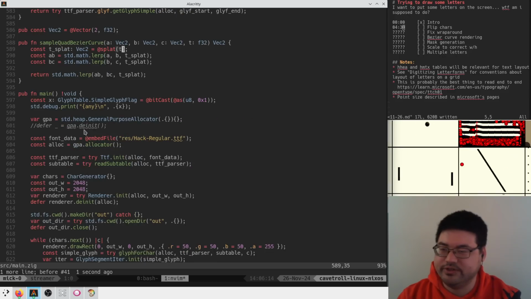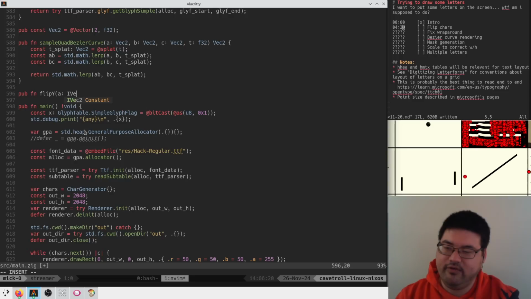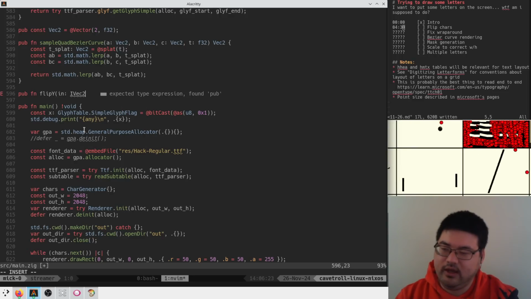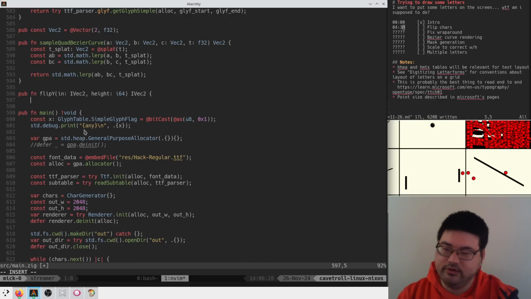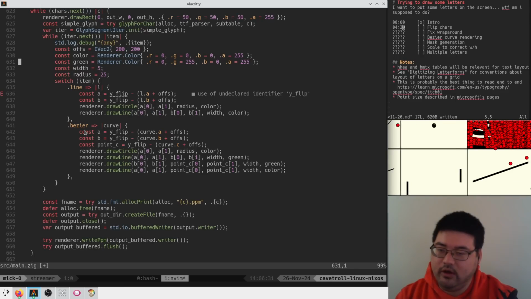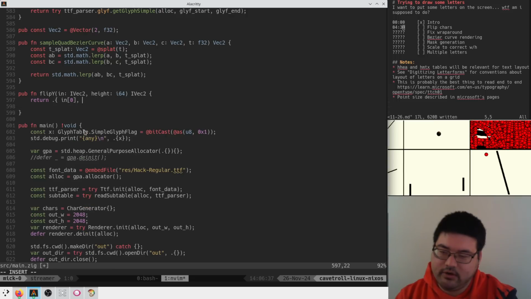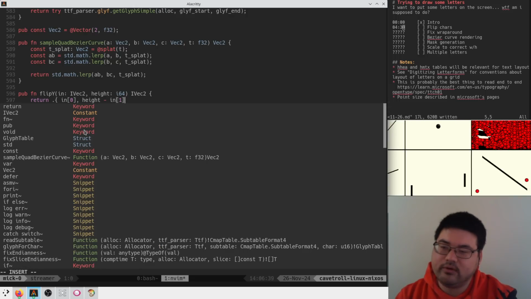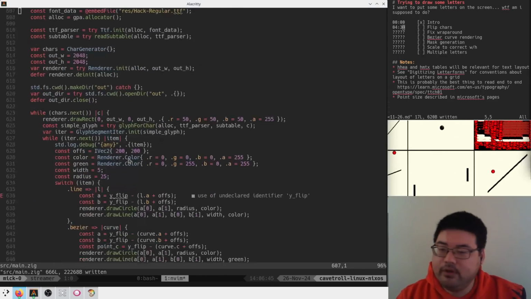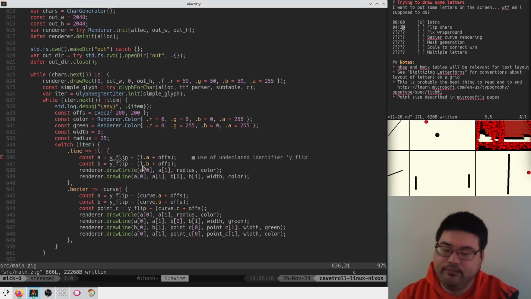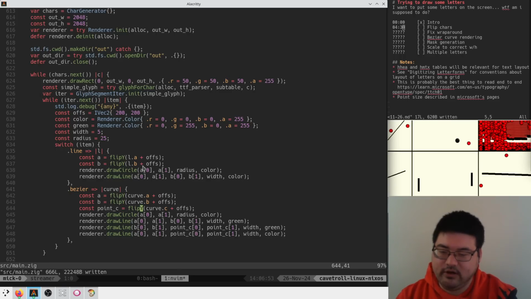So we actually have to do some sort of function. Flip y with a, which is an IVec2, I guess, and height, which is an I64, and we return an IVec2, and we just do the same thing, where we return in 0 and height minus in 1. There we go. Better. So here, where we're doing y flip, we can just do flip y like this, and like this, and like this, and like this. All right, let's try that.